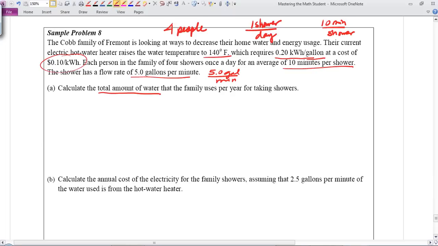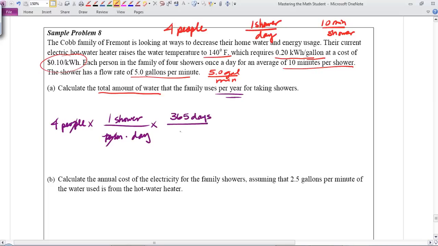Well, what did we just say? We just said 4 people. Now I need to get rid of people. They take 1 shower per person per day. So I got rid of people. Did it say for a year? Yeah, per year. So I've got 365 days per year. So that gets me halfway there on my units in the proper place.